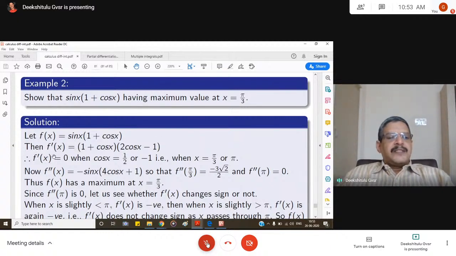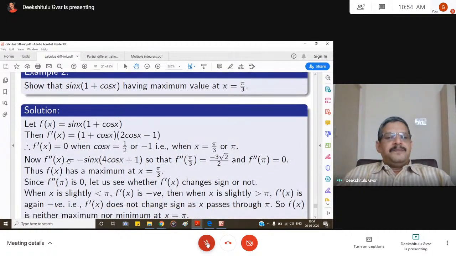Okay. So if you equate f dash x is equal to 0, we get cos x is equal to 1 by 2 or cos x is equal to minus 1. These are the two things that we have. When does cos x is 1 by 2? When x is equal to pi by 3. When cos x is minus 1, it is pi. Okay.